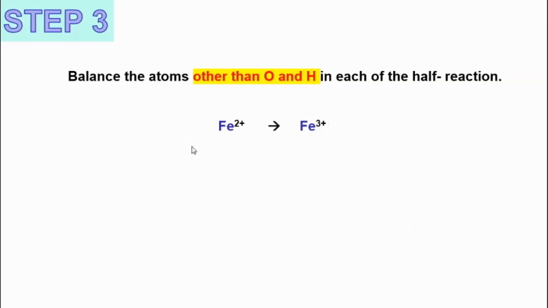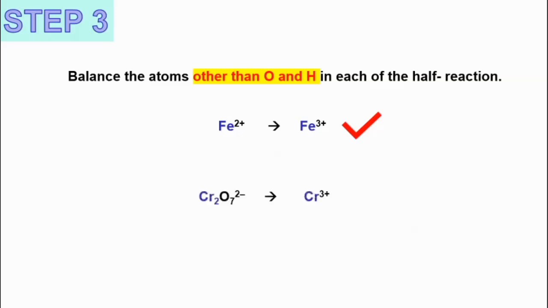Now let's look at this first half equation. We have iron 2 converted to iron 3. What we are going to do is balance the number of atoms. Remember guys, number of atoms. Here there is only 1 mole of iron. On the right side also, we have 1 mole of iron 3. So on both sides, iron 1 mole, iron 1 mole. That means this half equation is balanced in terms of the number of iron atoms. So no need for us to do anything. Just leave it like this. Okay guys, clear? Next.